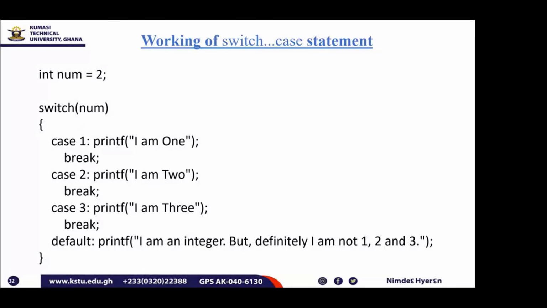case 1, printf "I am 1". Break. Case 2, printf "I am 2". Break. Case 3, printf "I am 3". Break. Default, printf "I am an integer, but definitely I am not 1, 2, and 3."